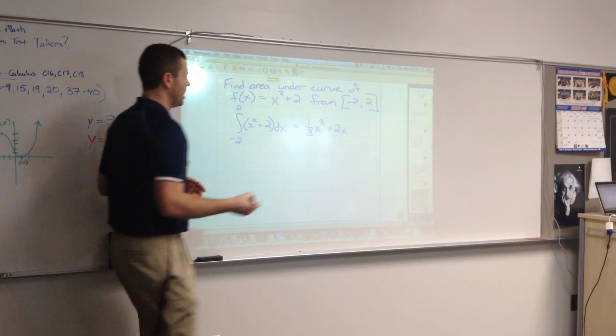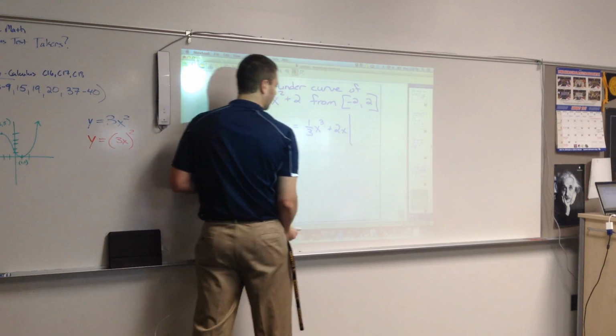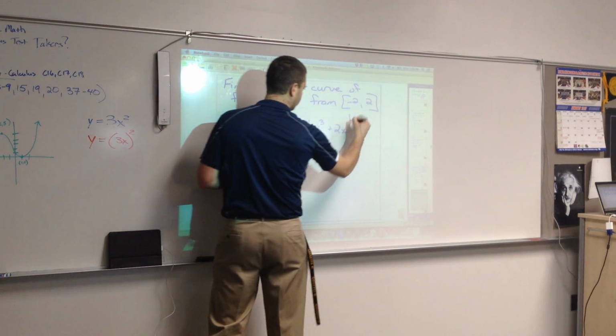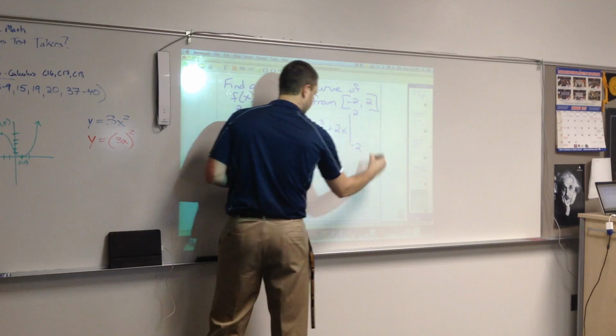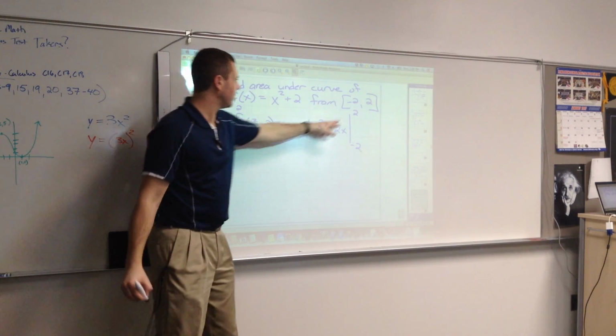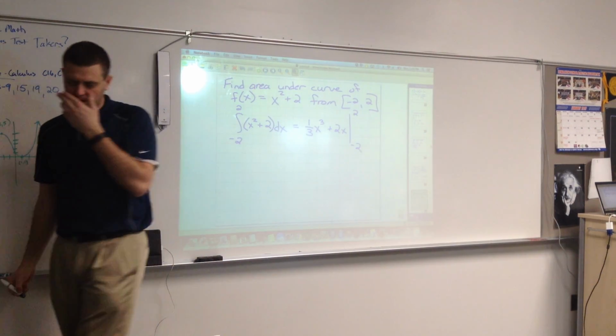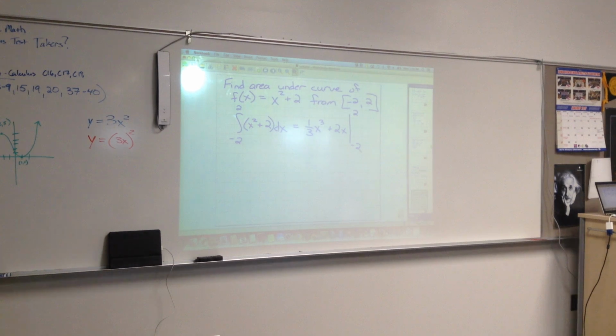You with me? Okay? And then what we usually do is we just usually make a vertical line here. This is usually the notation that you'll see. And you'll put the top number up here and you'll put the bottom number right here. Just the notation that we like to use.